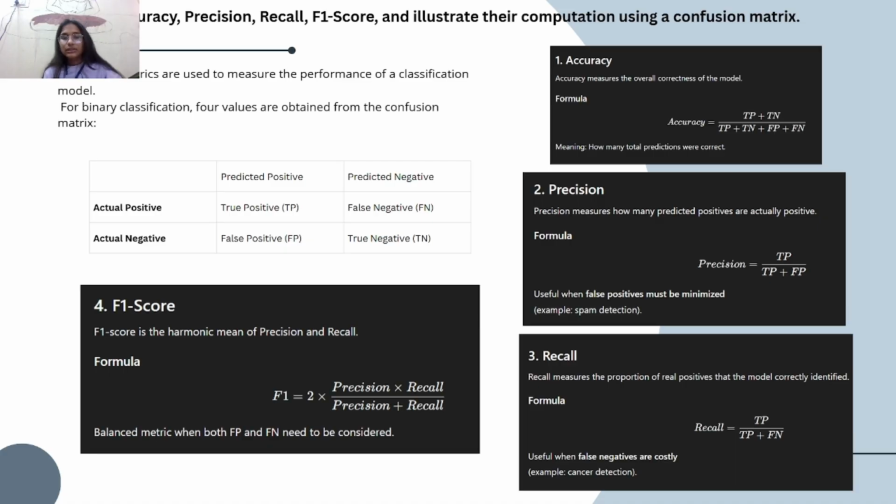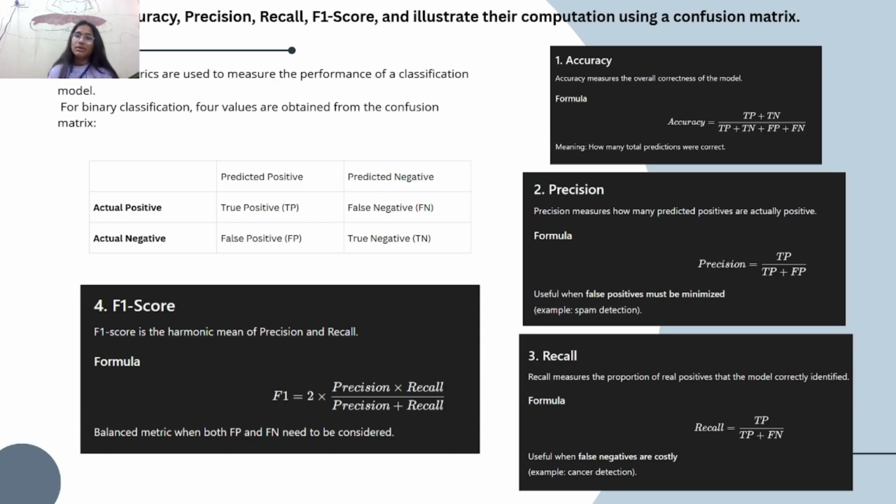Here, accuracy: correct predictions out of all predictions is known as accuracy. The formula is written on the screen, meaning how many total predictions are correct. Then precision: out of predicted positives, how many were correct. This is the main concept of precision. Here the formula is written on the screen. Also useful when false positives must be avoided.